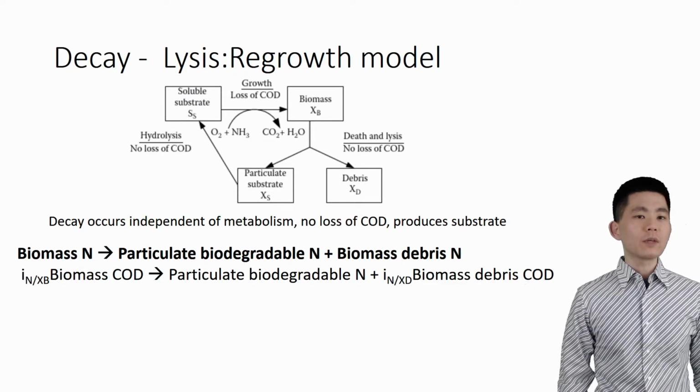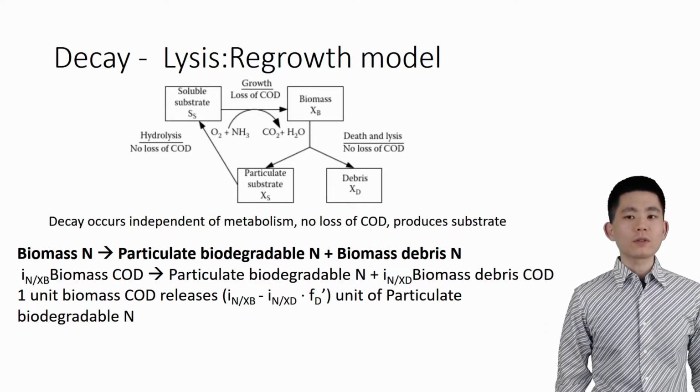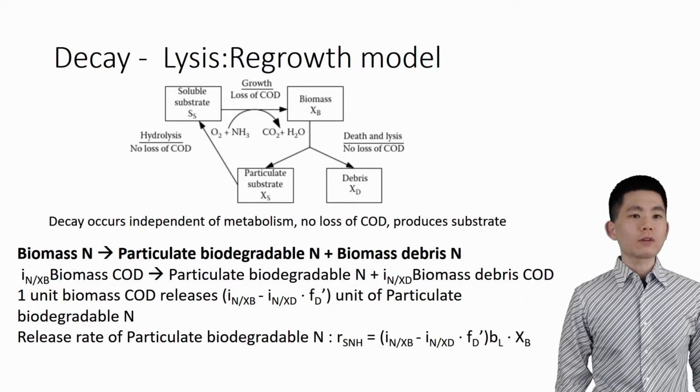As for the nitrogen in biomass, it becomes particulate biodegradable nitrogen and debris nitrogen. The stoichiometry of releasing particulate biodegradable nitrogen in the lysis regrowth model is similar to that of releasing ammonia nitrogen in the traditional decay model. We can get the kinetics equation for the release of particulate biodegradable nitrogen according to the stoichiometry.